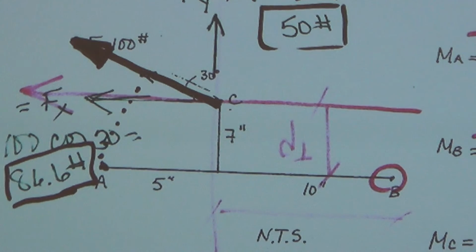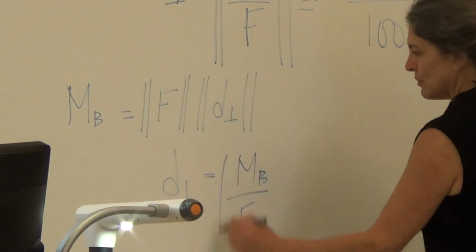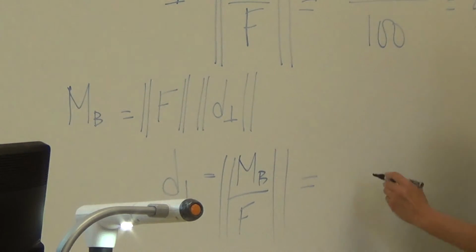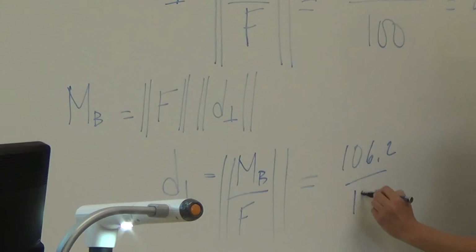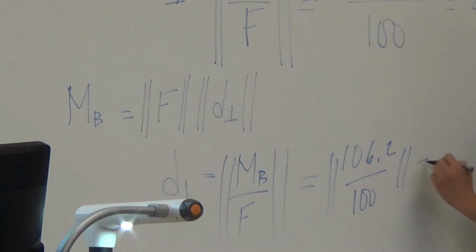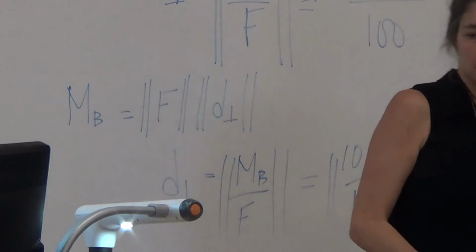How would I calculate? So we do moment of B. Right, so it's the moment about B over the force, right? So what is the 106.2 divided by 100, and that comes out to be 1.06 inches. Here it was obvious, the force is above, right? But here we don't know. We got a value of 1.06.